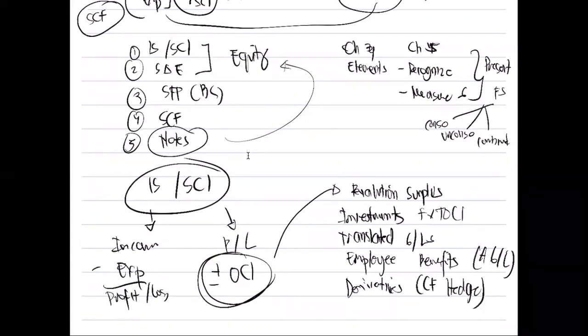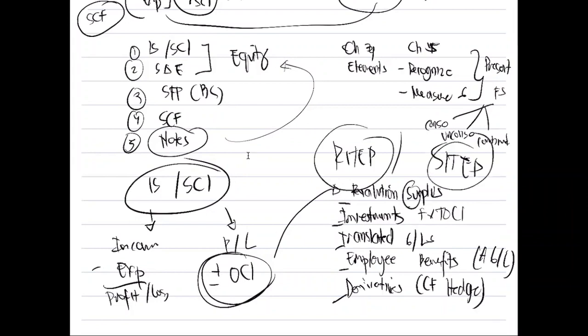So what is our mnemonic here? RITED, "righted," or if you want S here, it can be "cited." Okay, righted or cited. So again, what's the difference between income statement and statement of comprehensive income?